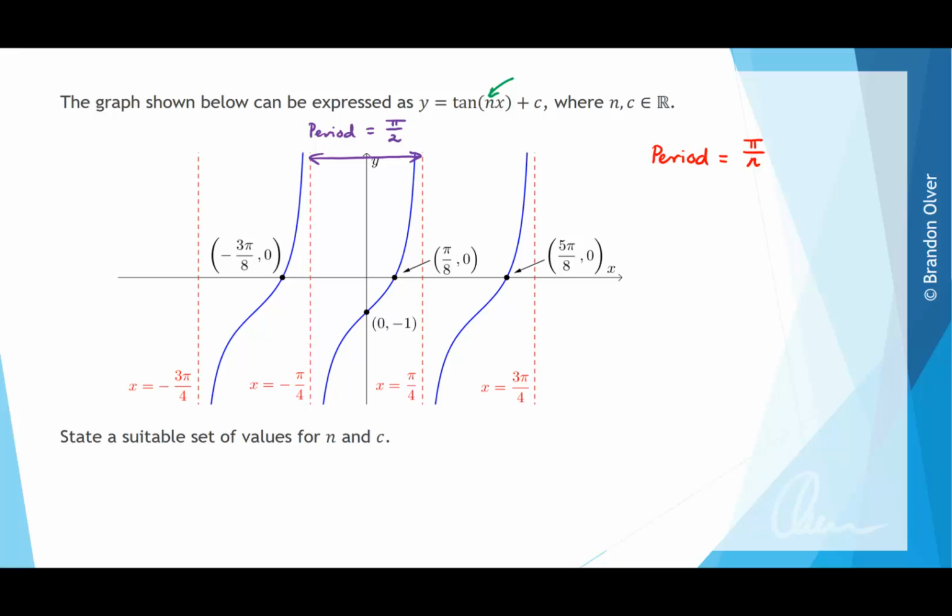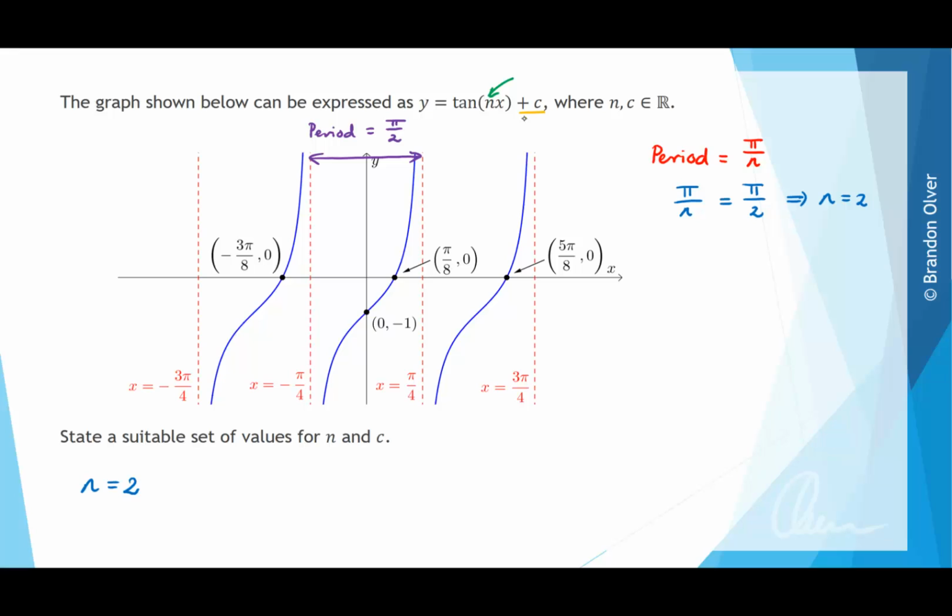So that means that we're going to solve the equation pi on n is equal to pi on 2. And quickly we can see that that will give n equals 2 as the appropriate value. So one of our values is n equals 2.